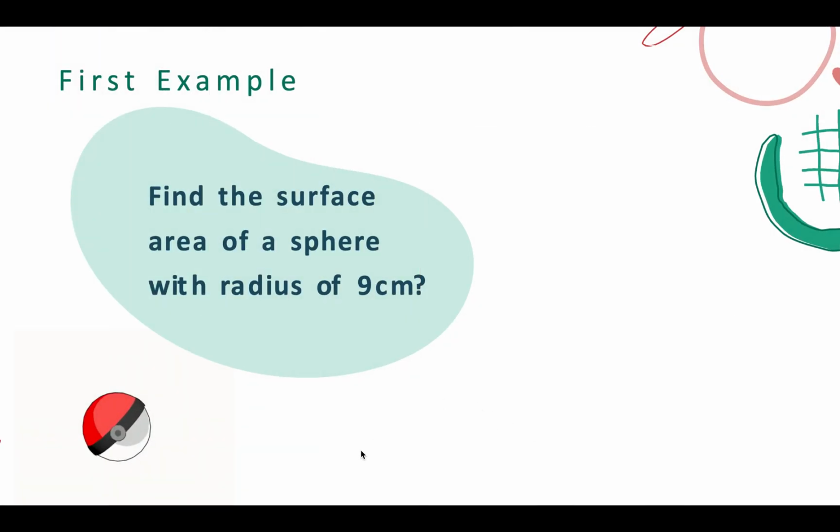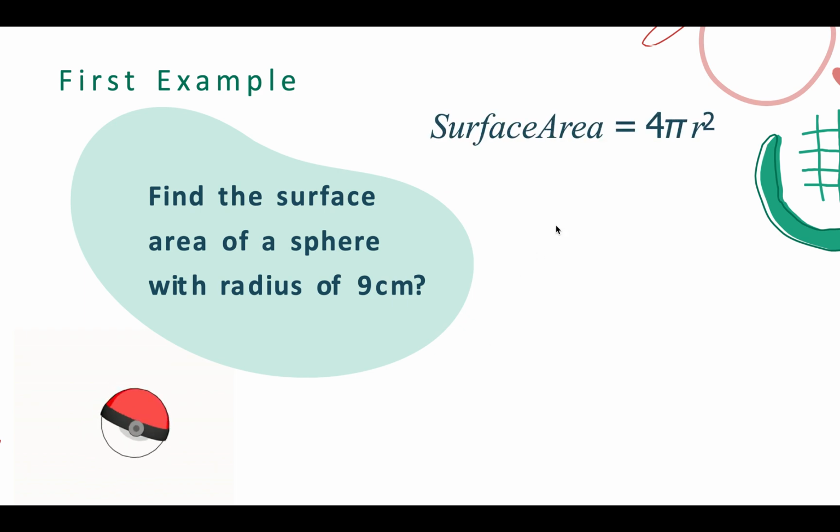So let us have our first example. Find the surface area of a sphere with a radius of 9 centimeters. So the first step is to write the formula of a sphere. That will be 4 pi r squared. We just simply need to substitute r, or the radius, by 9 centimeters. So the surface area is equal to 4 pi 9 squared.